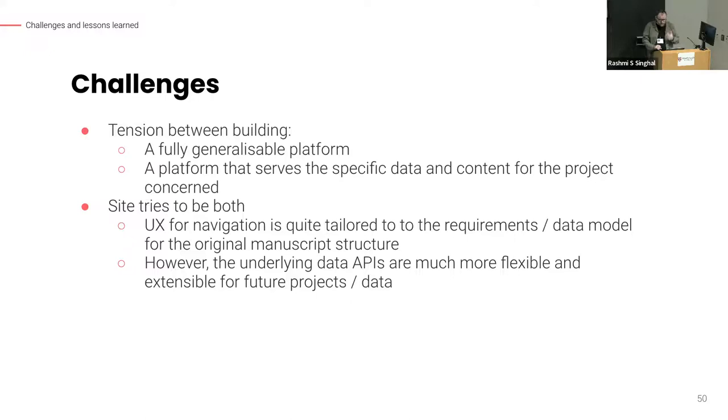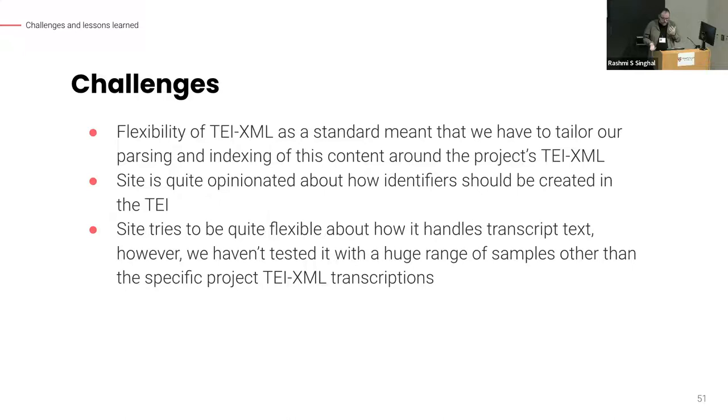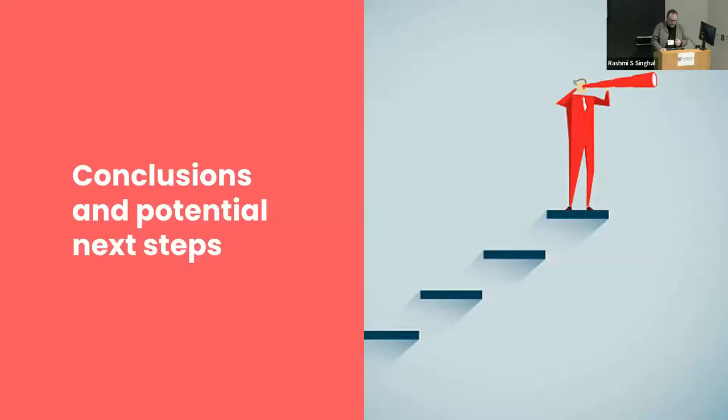TEI obviously is a pretty big expansive standard. There's lots of different ways you can use it, so the site is quite opinionated about what the TEI should look like, and that's largely based around what the TEI for this particular project looked like. It's pretty flexible about how it handles transcript text, and does quite a lot of powerful things with that text, but it's quite opinionated about identifiers. It expects identifiers to look a certain way. That could be changed, but for this project, it expects it to look a certain way.